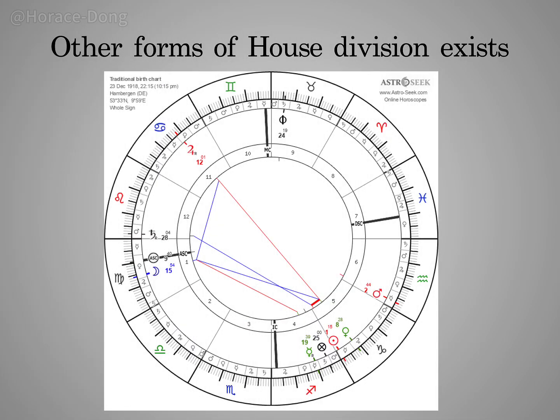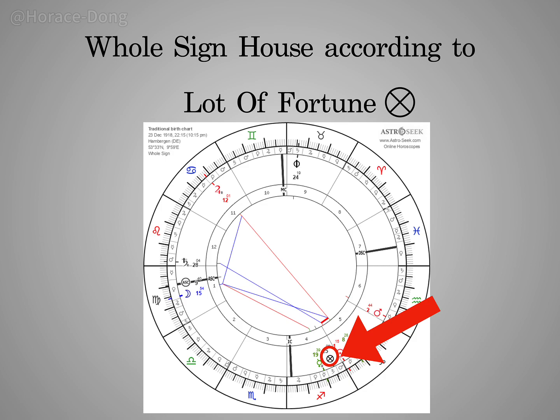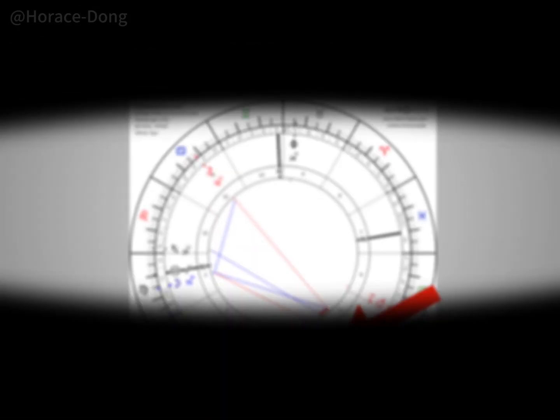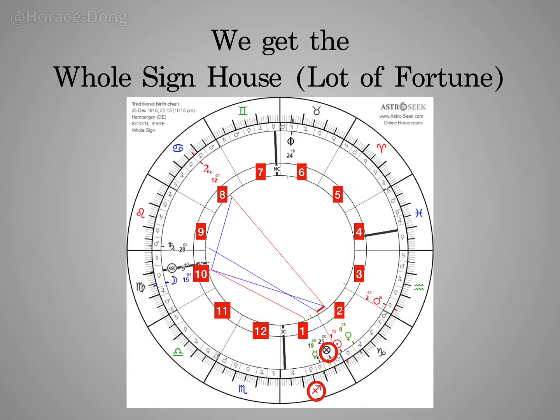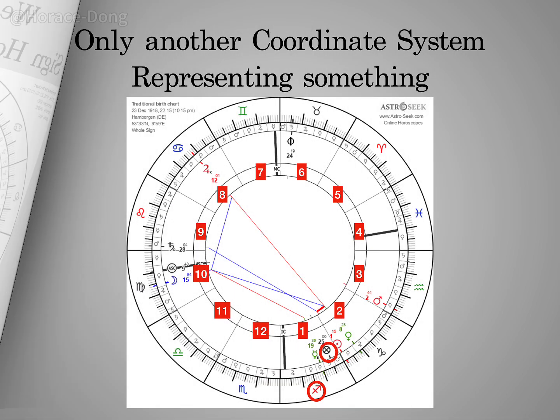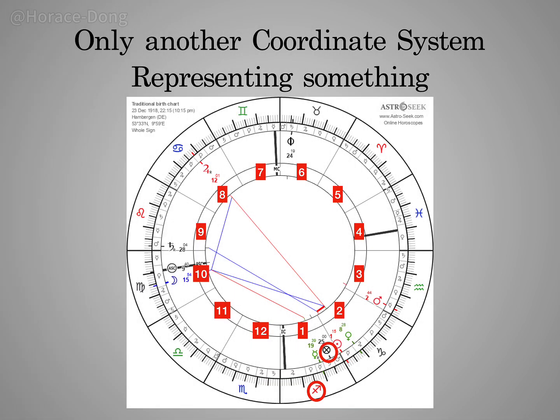Just as I mentioned before, other forms of house division exist. Whole sign houses can start not only from the ascendant, but also from the lot of fortune. We only need to follow the previous steps, but treat the lot of fortune as the ascendant, by which we get the whole sign houses by lot of fortune. And this is just another coordinate system in which each sector has special meanings and definitions. Keep that in mind and we'll talk about that later.